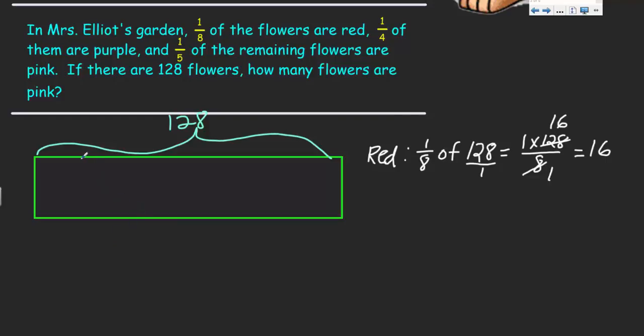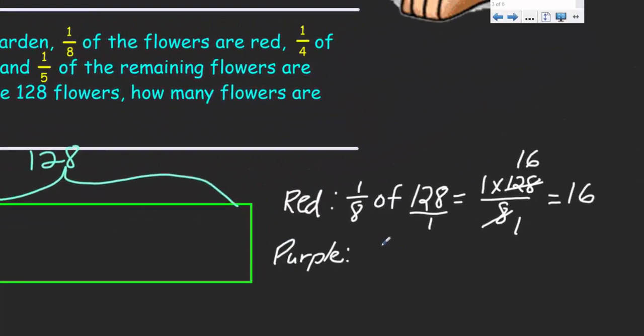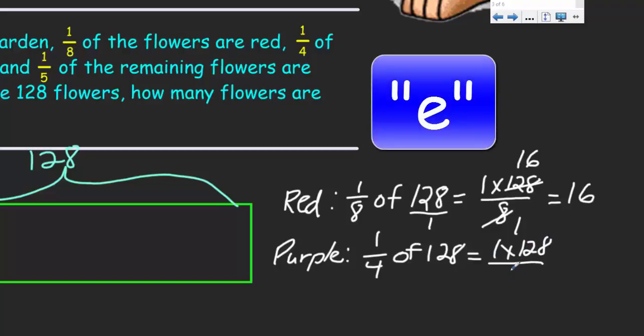So I'm going to go ahead and show this on my tape diagram. These aren't drawn exactly, but just kind of showing you the little fraction here. So I have 16 that are red. So now I come to purple. It says that 1/4 of the flowers are purple. Again, our whole part is the 128. So now I can go ahead and multiply across again. 1 times 128 divided by 4.